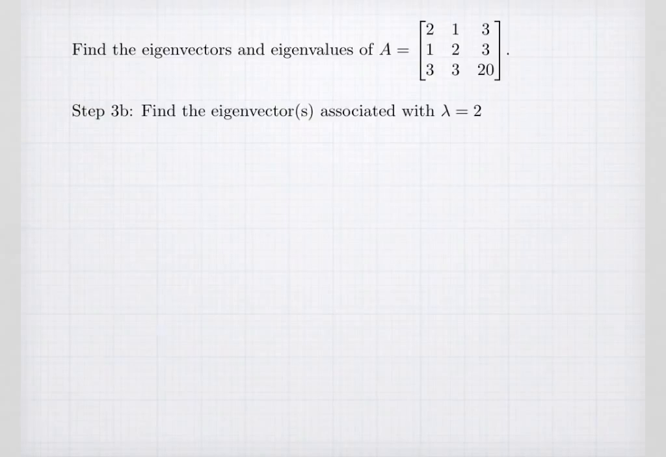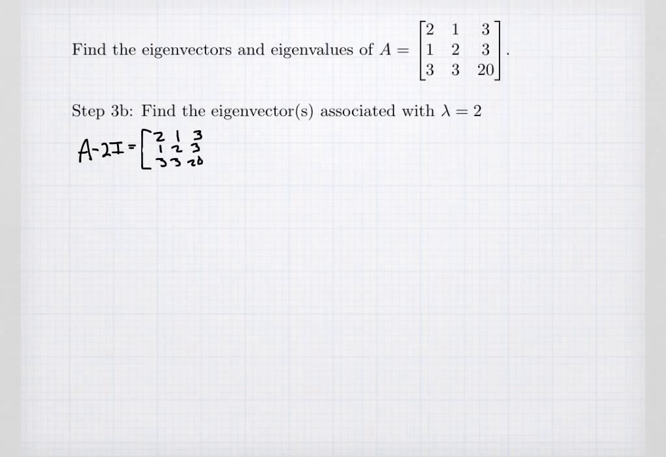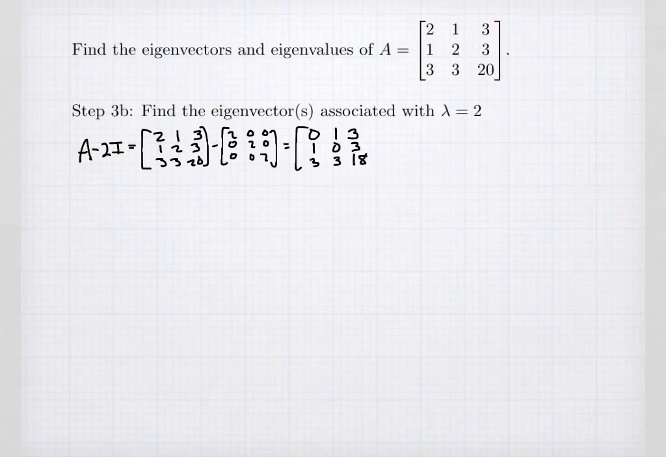Alright, we do the same thing. We start with our matrix, we subtract lambda I, so here lambda is 2. So we're going to take our original matrix, 2, 1, 3, 1, 2, 3, 3, 3, and 20. And we're going to subtract twice the identity. And we get 0, 1, 3, 1, 0, 3, 3, 3, 18.